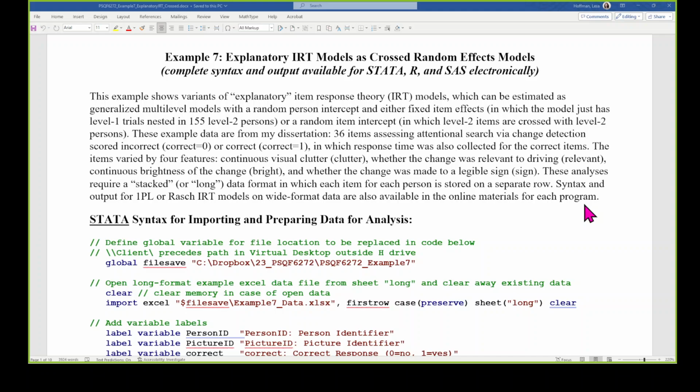So do you want to see how to do this in software? See a little bit of examples? Why not? All right, so explanatory IRT models is what this is actually called. I call them multi-level models with crossed random effects for items and persons. Six of one, half a dozen of the other. So these are my dissertation data that I started talking about last time. Now that I know how to do it the right way, I'm going to show you how to do it the right way.